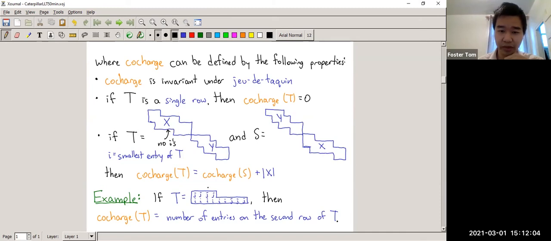So just one example to illustrate what I mean by that. If I have a tableau that has only two different entries, so only i's and j's, then the cocharge of the tableau is just the number of entries on the second row. So the more that you have entries on top of others, the bigger the cocharge is.